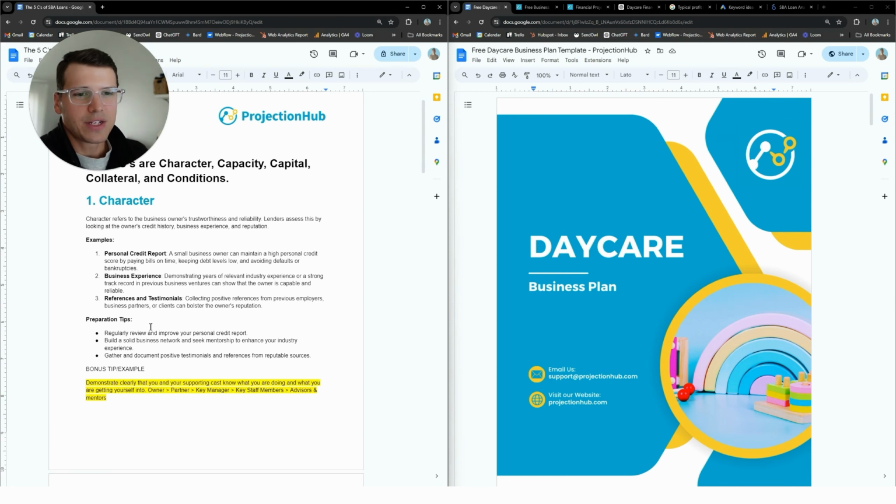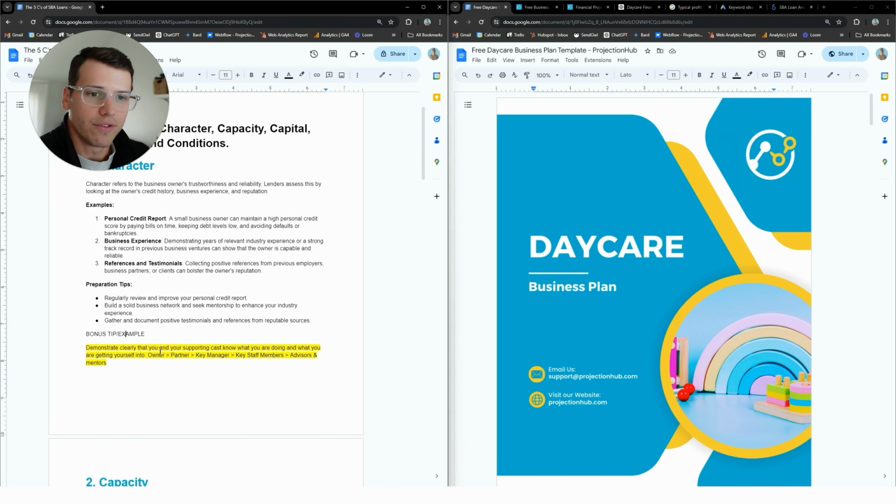So you can see some basic preparation tips here, but the one thing I really want to focus on is what I've got highlighted in yellow for each section. And that is, how do we demonstrate this? I already talked a little bit about the personal credit report. I'm not going to show you anything on how to do that because that's not my forte. But just know, if your personal credit is a concern, be prepared to tell that story truthfully and demonstrate what you're doing to clean that up. And hopefully that suffices for them.